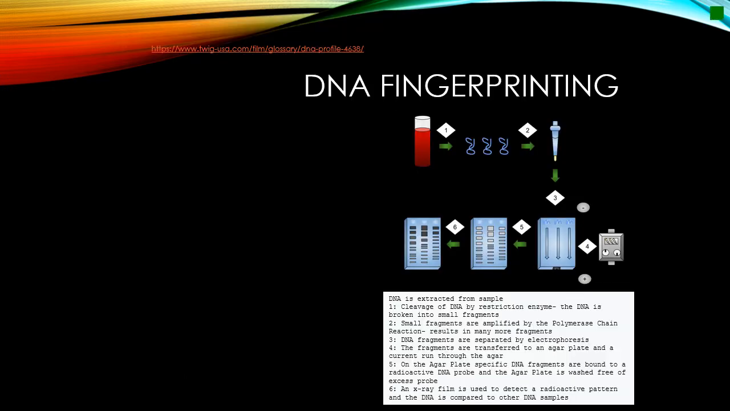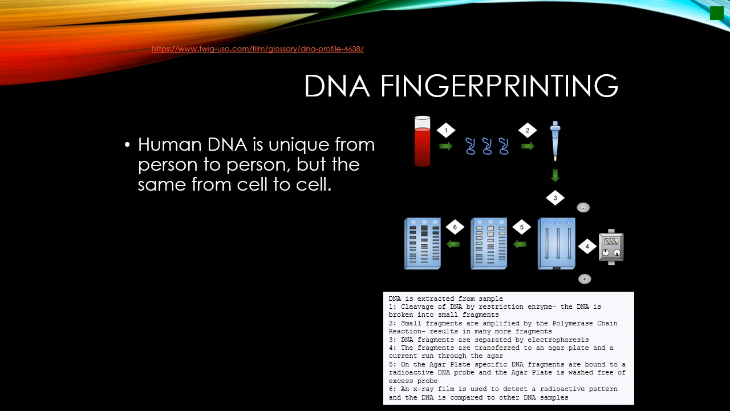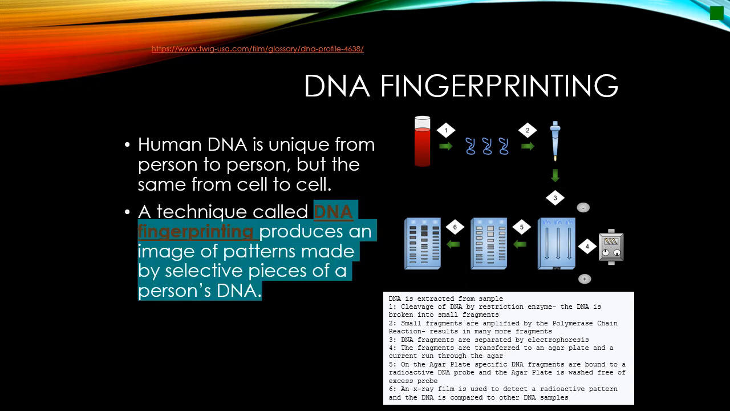DNA fingerprinting is another thing that some of you may have heard of watching crime shows. Human DNA is very unique from person to person, but it's the same in all of our cells. So every single one of our cells has the exact same sort of DNA in it, except for maybe a few skin cells here and there that may have mutated.